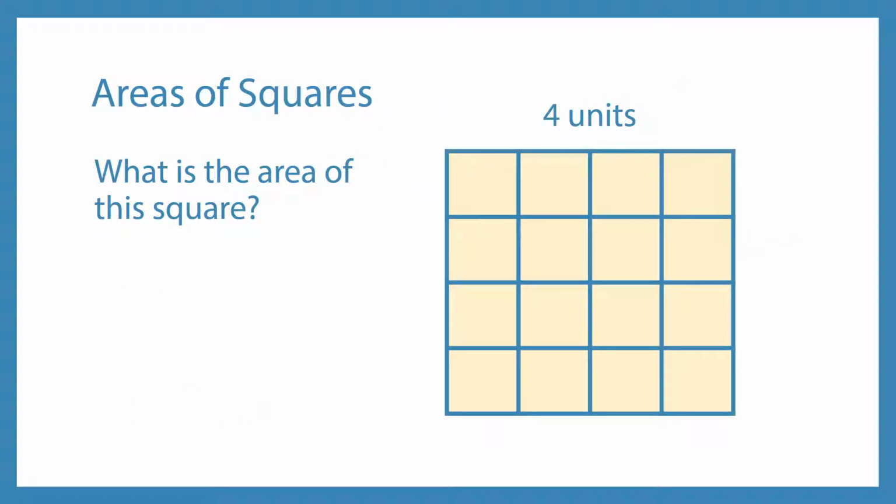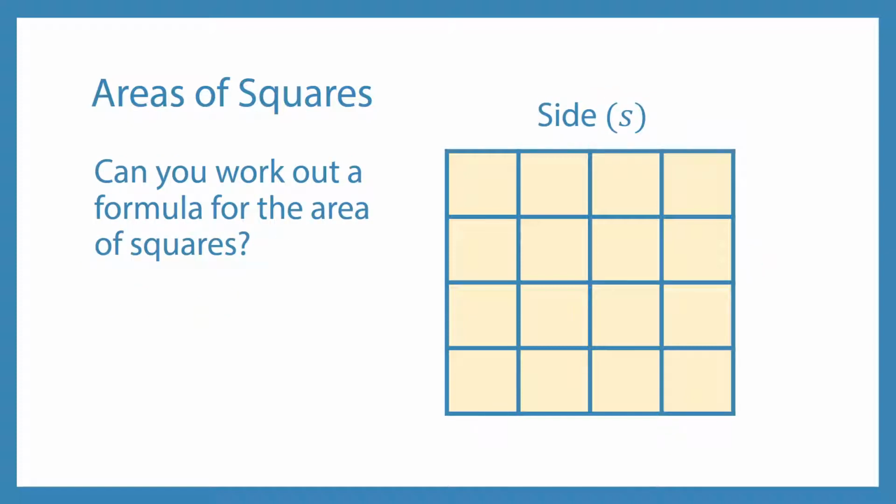Okay, so now we're going to look at the area of squares. So this time we've only been given the measurement here, but we can see that there's 4 squares along here as well. So 4 units. We have 16 completely, so we have 16 square units. We can also see that we could go 4 times 4, which gives us 16. So this area is 16 units squared. Now, if we have one side, can you work out what the area of the square formula would be?